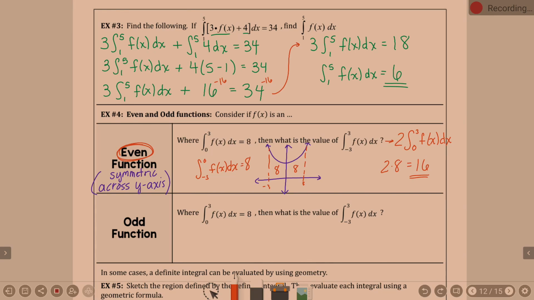Ready to talk odd? Is it symmetric across the x-axis? That'd be too easy. In other words, no, not symmetric across the x-axis. Symmetric across the origin.